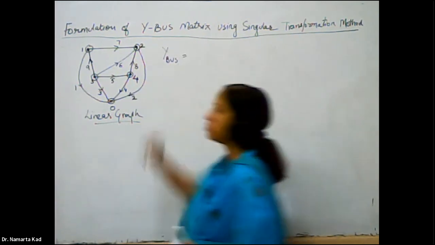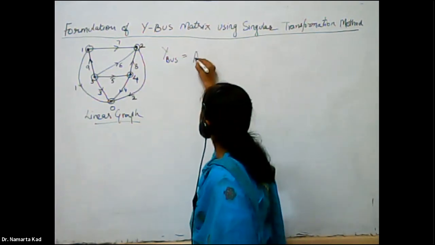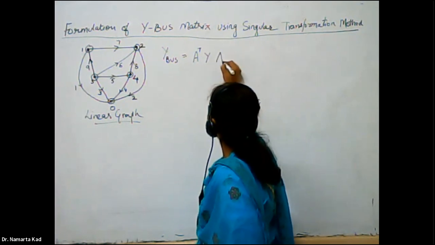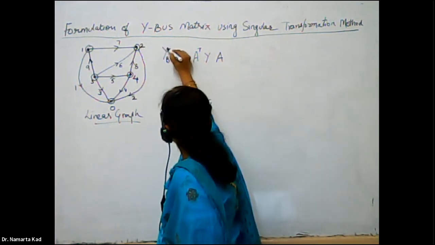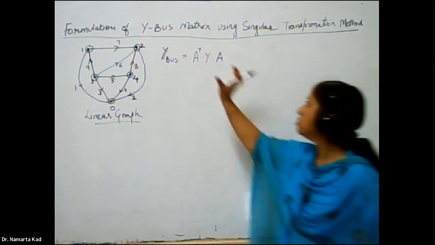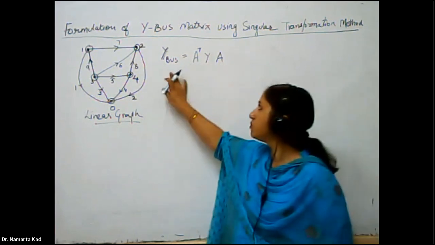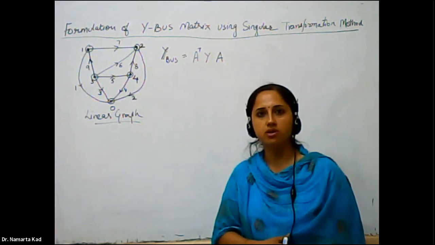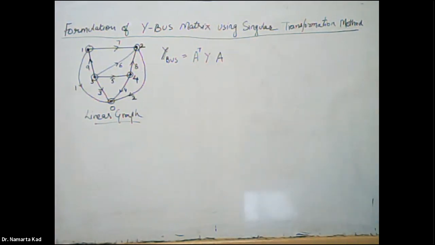As we have seen in the PPTs, for this network we have to verify that Y bus is equal to A transpose into Y into A. And what is A? A is called the bus incidence matrix, which we have recently seen in the PPTs. So we have to prove that Y bus is equal to A transpose Y A. We have earlier derived the formula for Y bus in the previous lecture during the first method. So firstly, we have to write down A transpose, the bus incidence matrix.